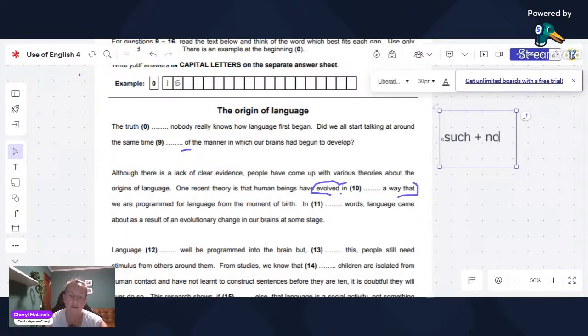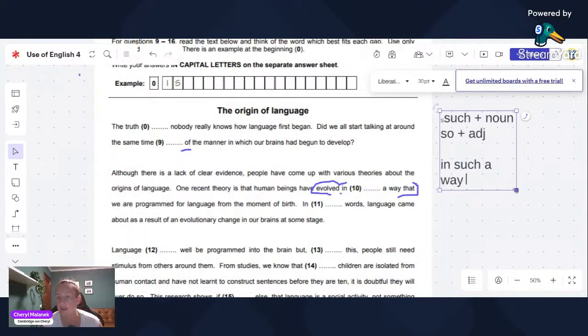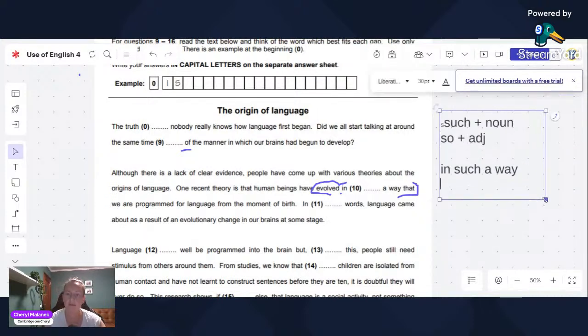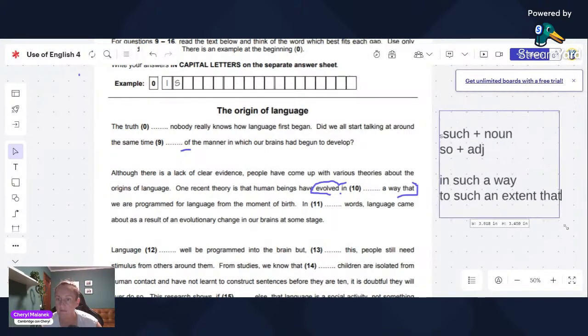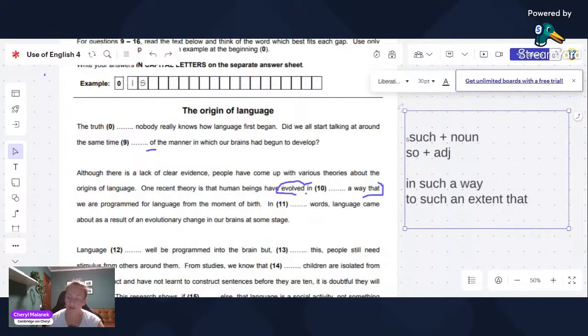Such plus noun, okay? And we use so plus adjective. This is also something that's tested a lot in the Use of English exam. But I would learn this as an expression, no? For something to happen in such a way. Another expression with such that's very common is for something to happen to such an extent that. Okay? So in such a way or to such an extent that.